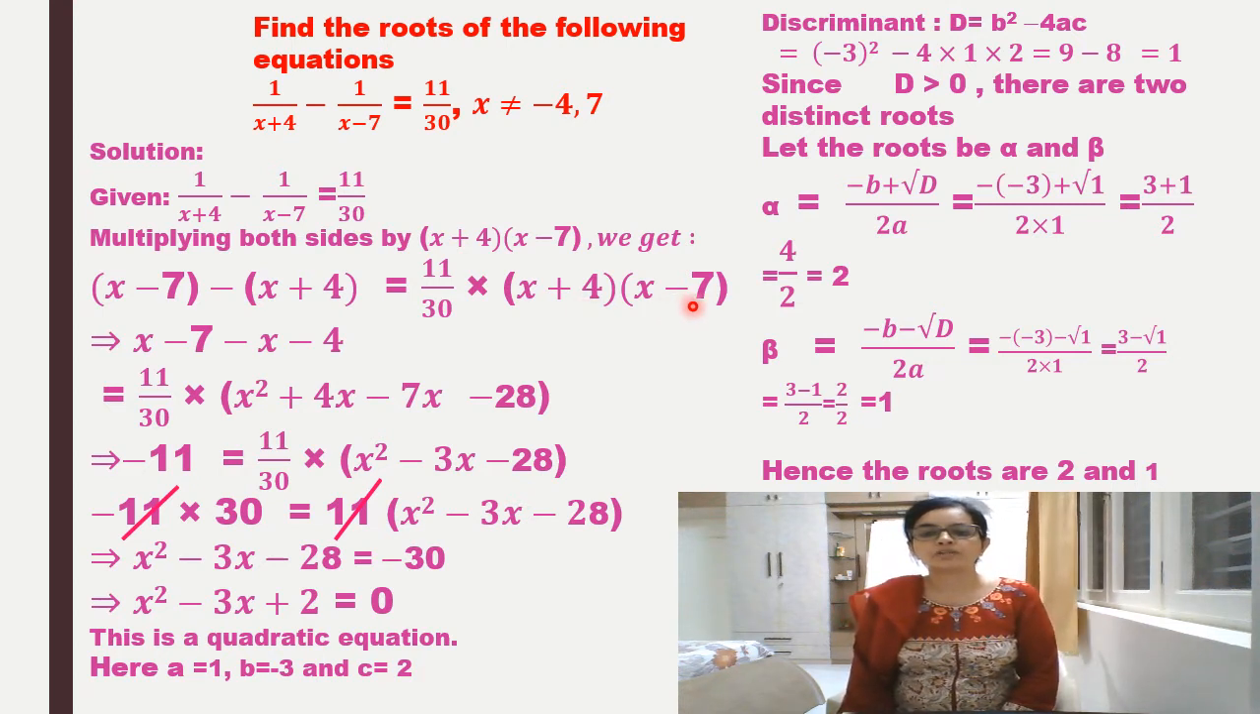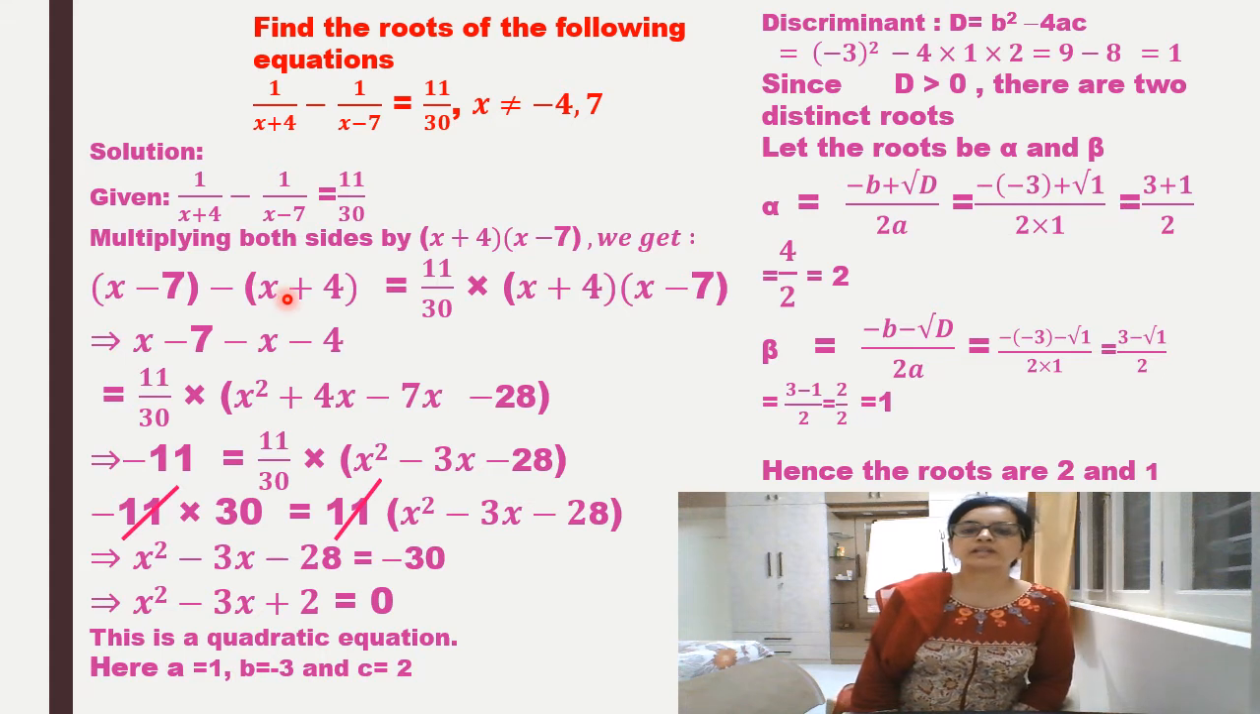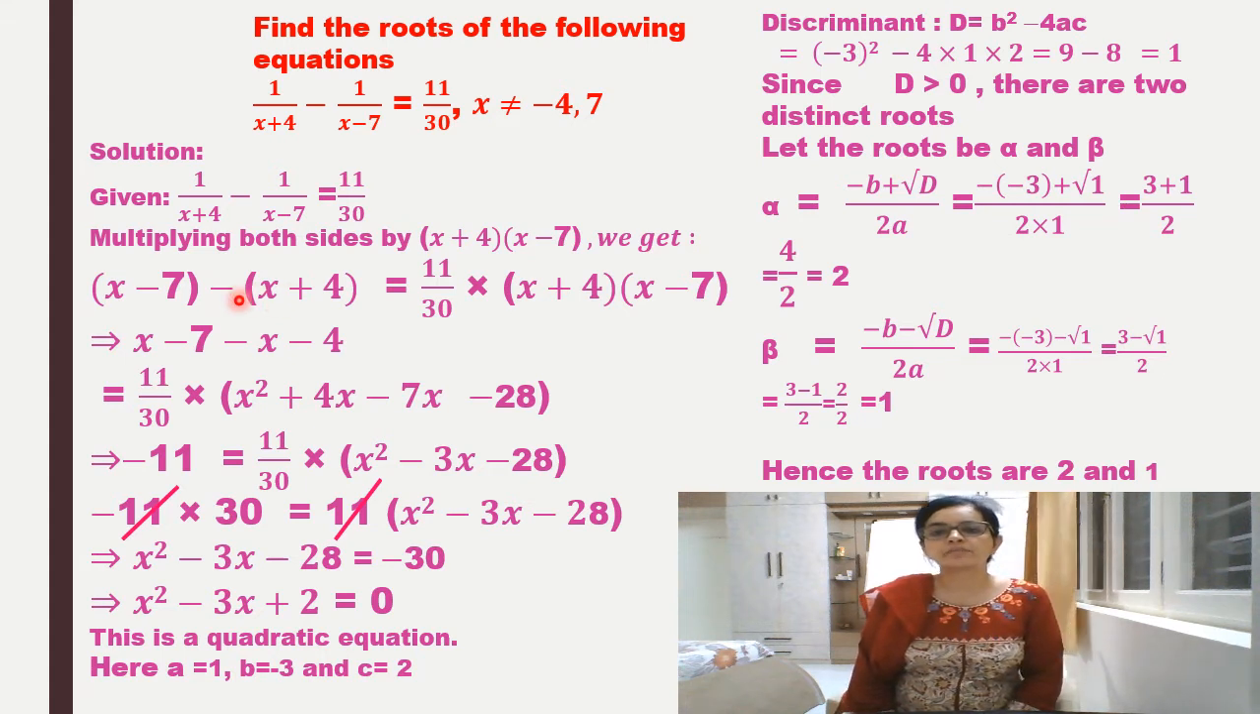Now, on solving it in the next step, we get in LHS x minus 7 minus x minus 4. We remove the bracket and multiply by the subtraction sign. So the negative sign is multiplied with x plus 4. So the x plus 4 changes its sign. It means x changes its sign to minus x and plus 4 changes its sign to minus 4.